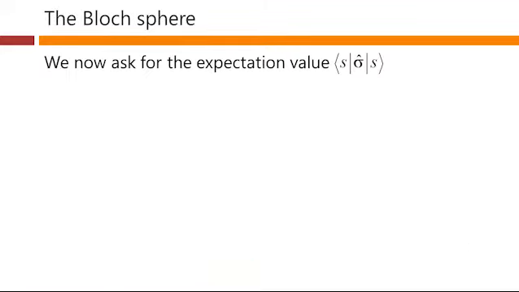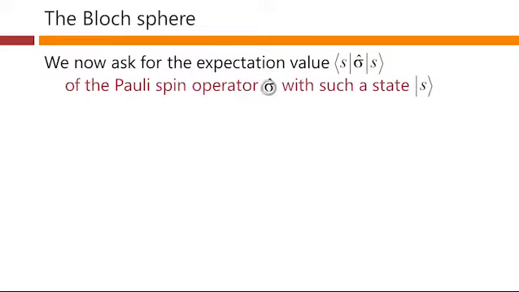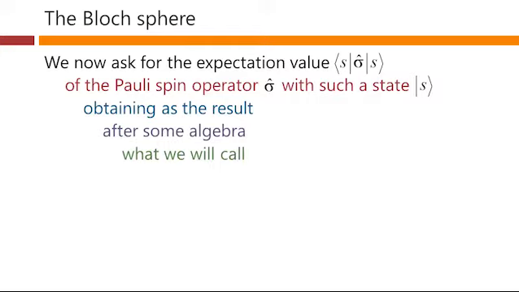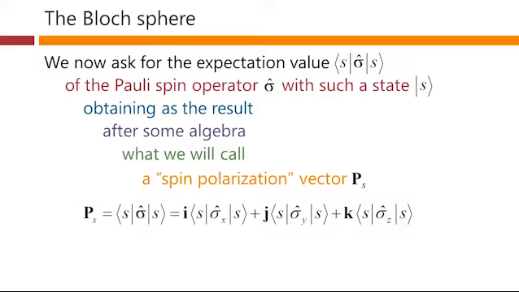Now we're going to ask for the expectation value of the Pauli spin operator, sigma hat here, with such a state S. So here's the expectation value. And we will obtain, as a result, after some algebra, what we will call a spin polarization vector. So this is a geometrical vector, P, with a subscript S here. And, as I said, this is just a way of writing this expectation value of the Pauli spin operator. We'll call that this geometrical vector PS.